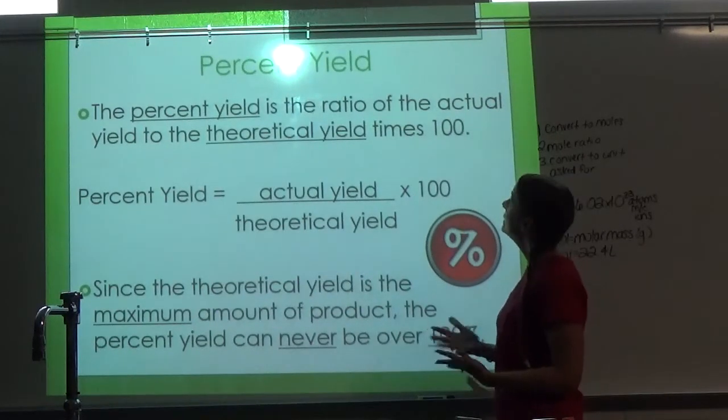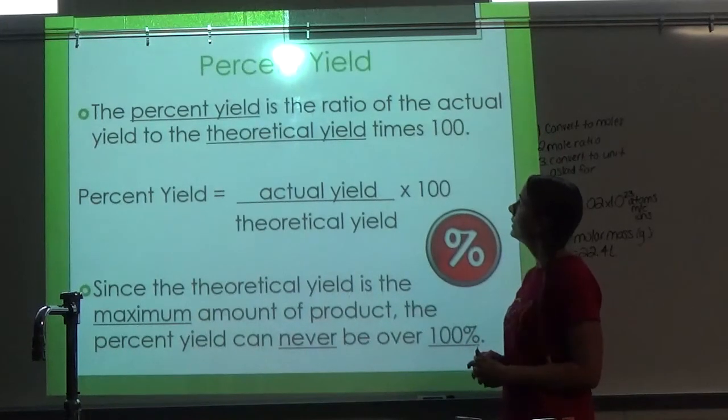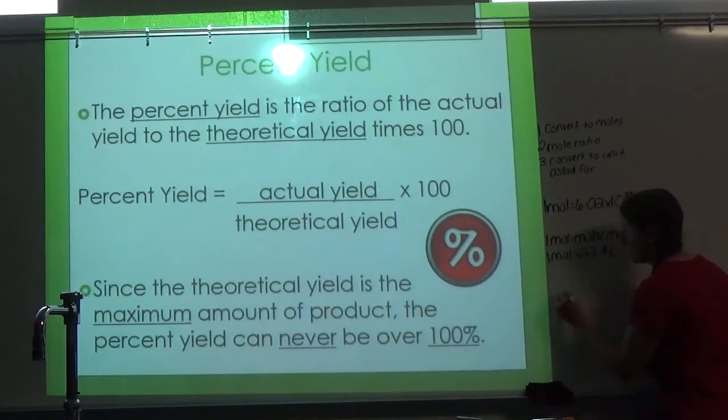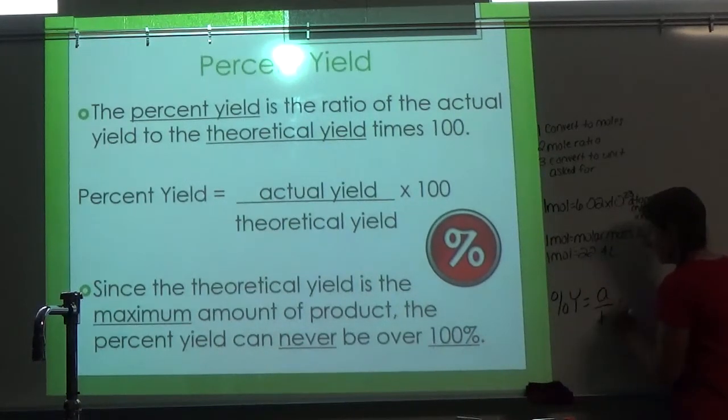So the percent yield is the ratio of the actual yield to the theoretical yield times 100. Okay, so I guess I'll just throw that over here. I'm running out of room over here. So percent yield is actual over theoretical times 100.